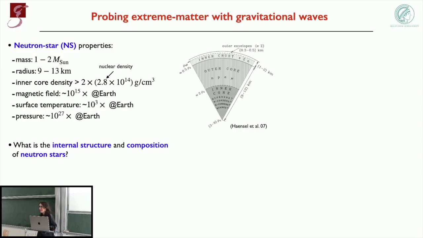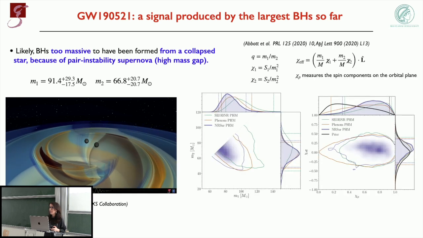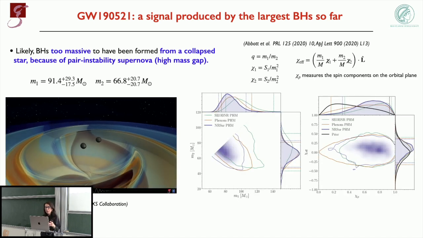So you can still use the quadrupolar scheme for this? No, for this one, thank you, actually, for this one, we need to add the higher harmonics. Because the signal is dominated by the merger.